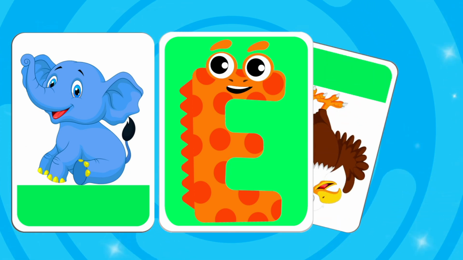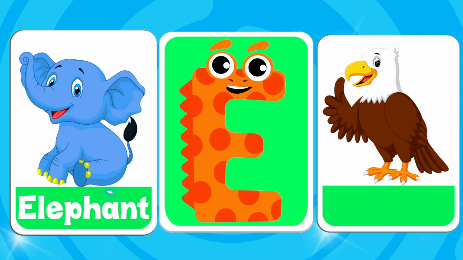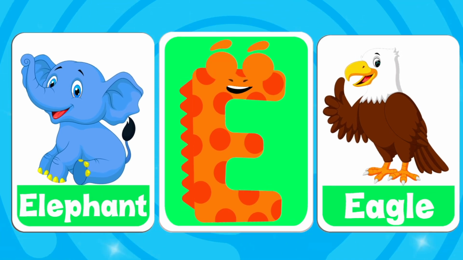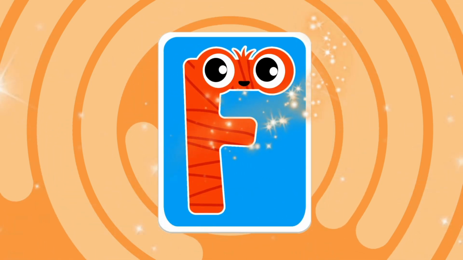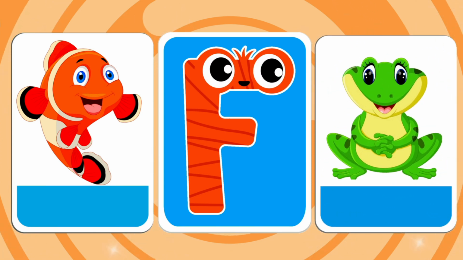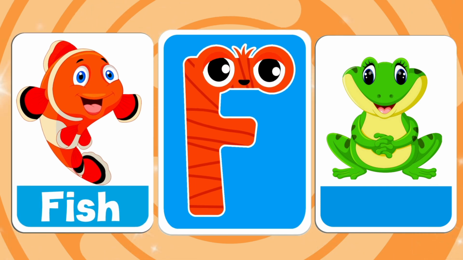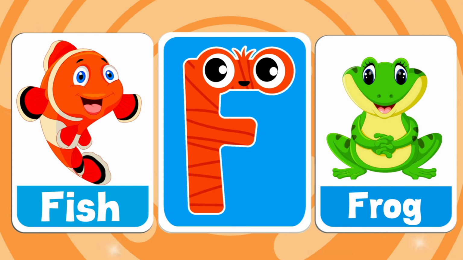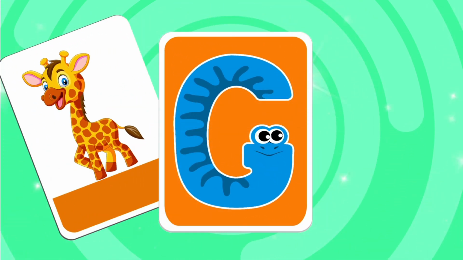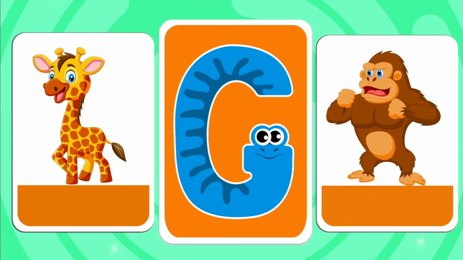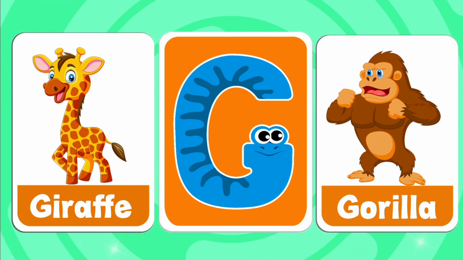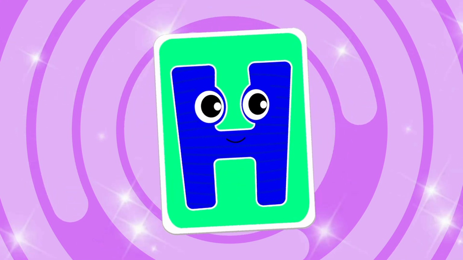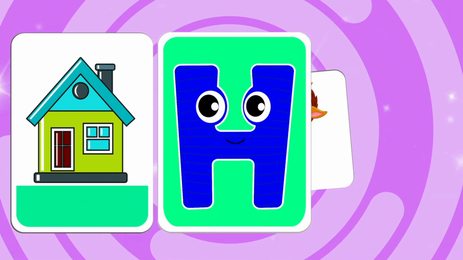E for elephant. E for eagle. Eh, eh. Elephant. Eagle. G for giraffe. G for gorilla. G, g. Giraffe. Gorilla. H. H for house. H for horse.